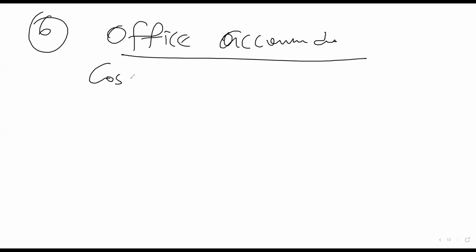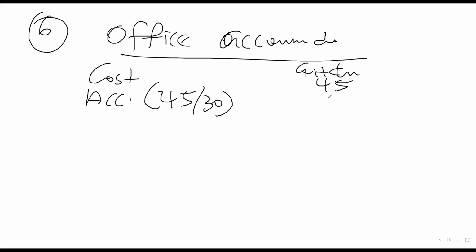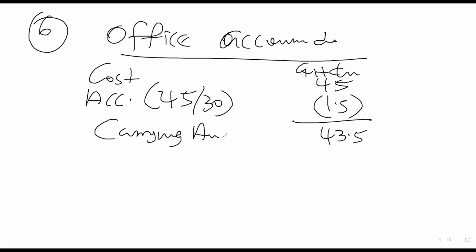Right here, cost, Ghana cedis, 45 million. Right here, accumulated depreciation: 45 divided by 30 is 1.5. Carrying amount: 43.5. Third examiner. This is the carrying amount. Any figure they give you to compare, that's all. You are good to go.